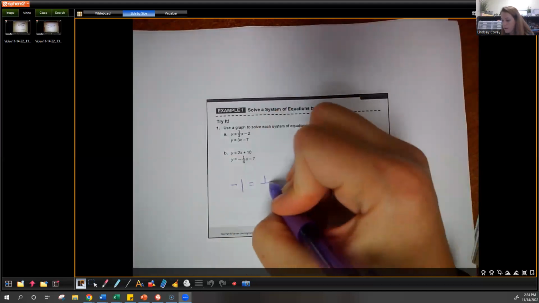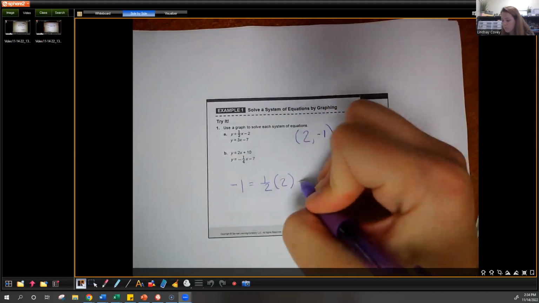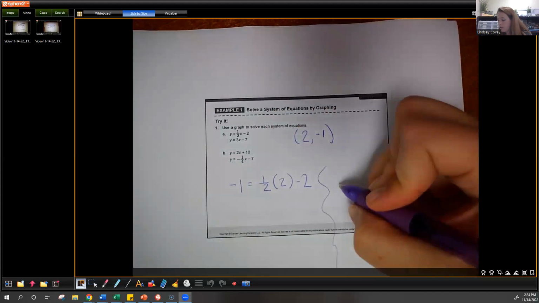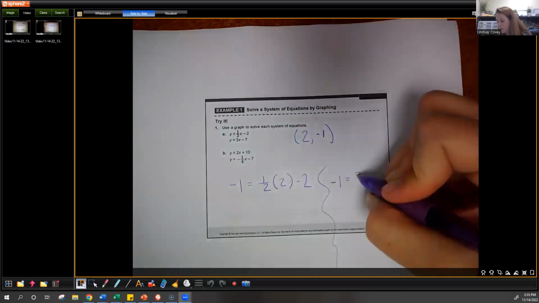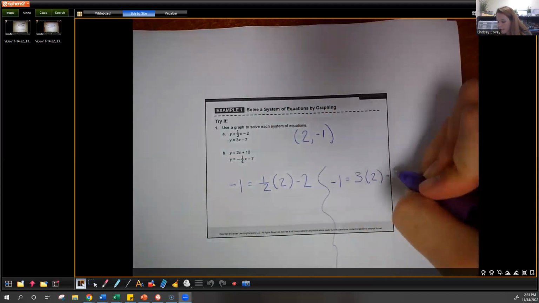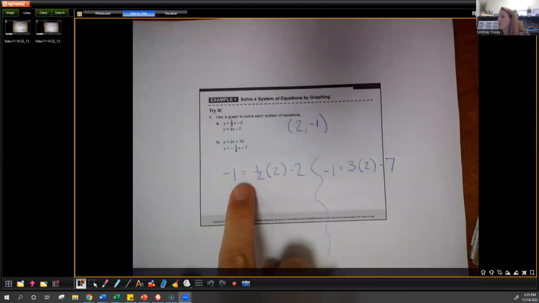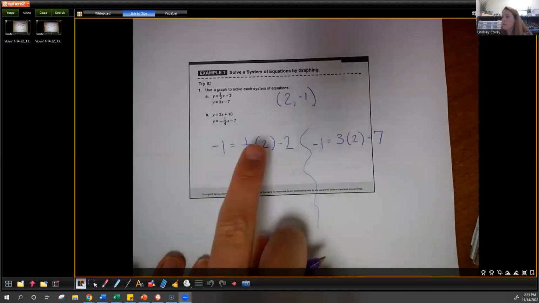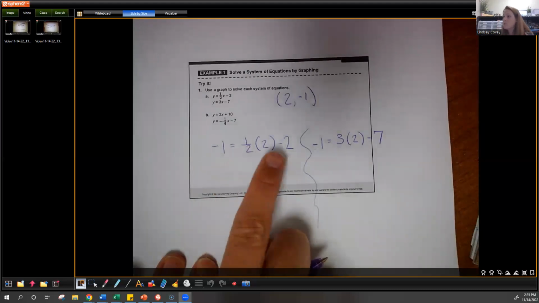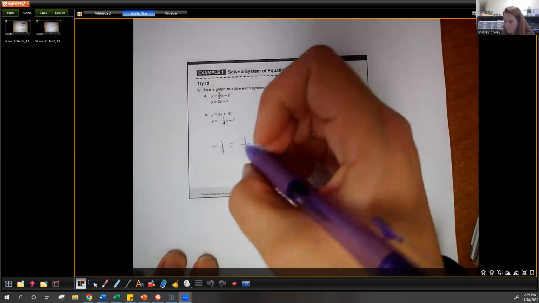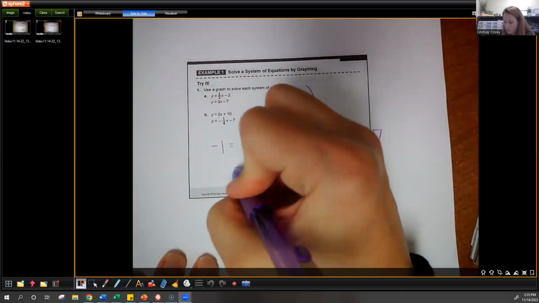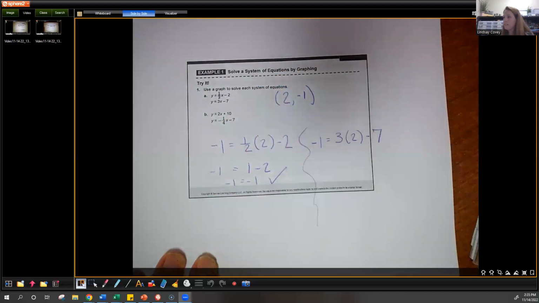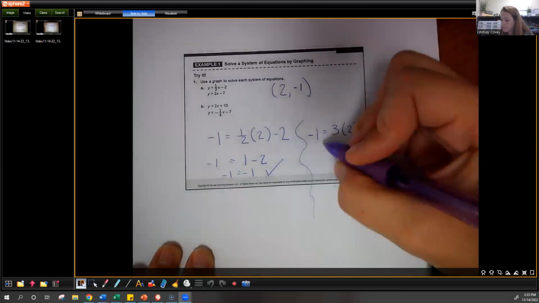-1 equals 1/2 times 2 minus 2. And then my other equation would be -1 equals 3 times 2 minus 7. Remember, this equal sign just means that this side of the equation has to match this side of the equation. So 1/2 times 2 is 1, and 1 minus 2 is -1. So it satisfies this equation, and then we're going to solve this.